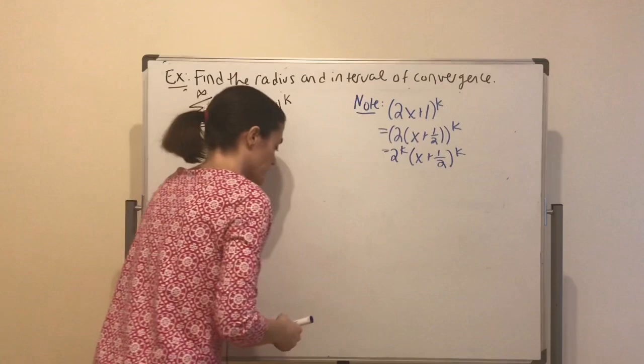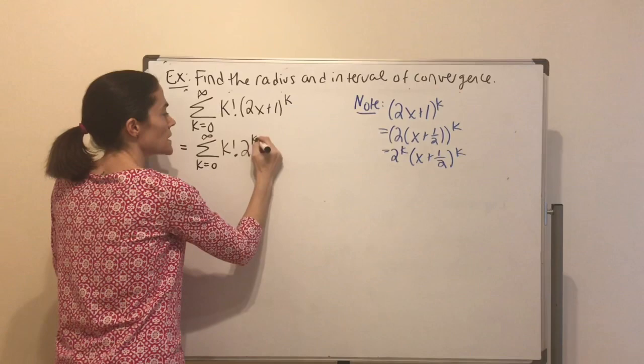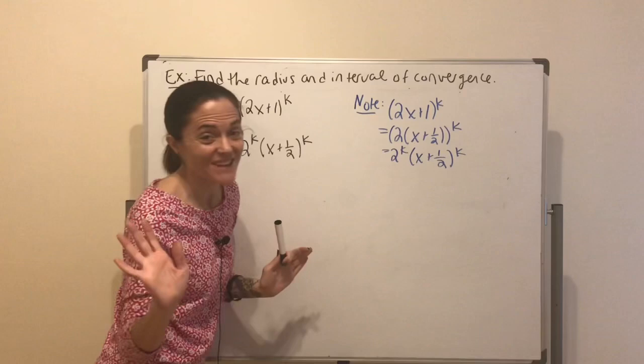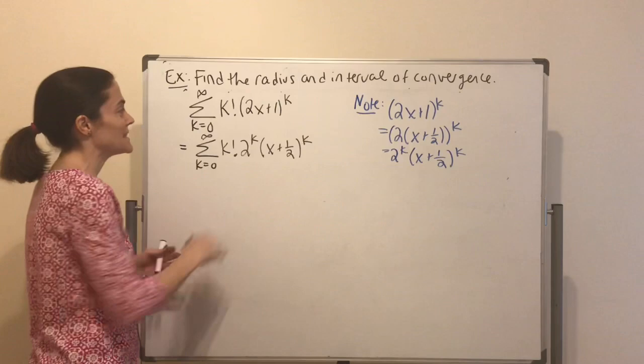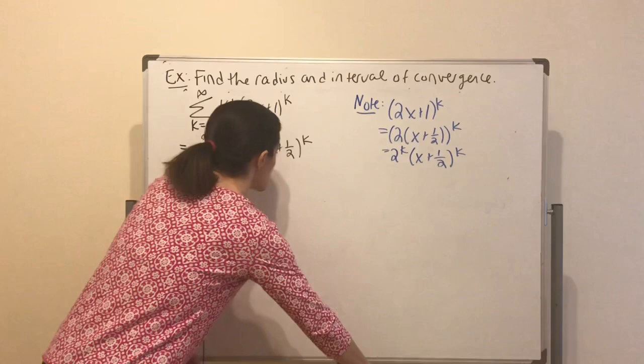In fact, maybe I'll rewrite it that way. So this is equal to the sum from k equals 0 to infinity of k factorial times 2 to the k times (x plus 1/2) to the k. And now you see it the way we're used to seeing it. We see x minus the center to the k. The center is negative 1/2. And then this part is the coefficients. This is just a comment. This is without a doubt a power series. We just did a little bit of algebra to see it in the form we're used to looking at a power series.